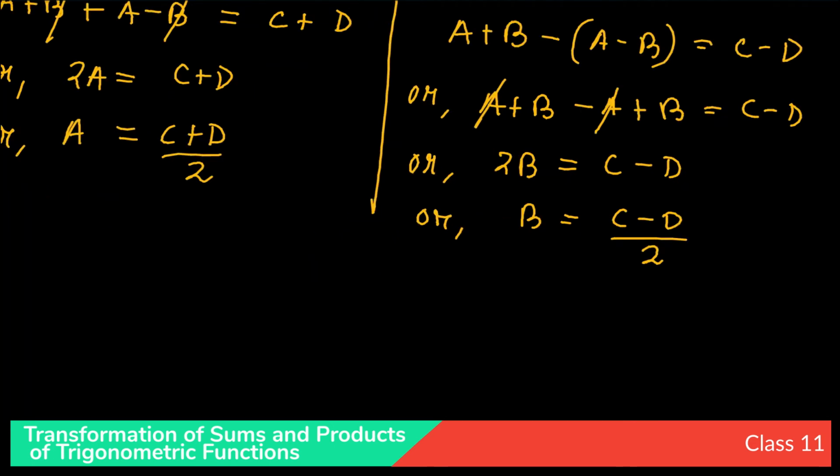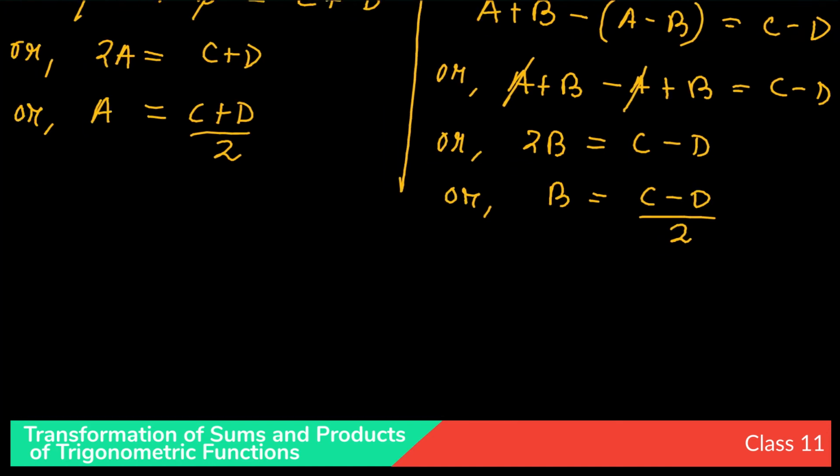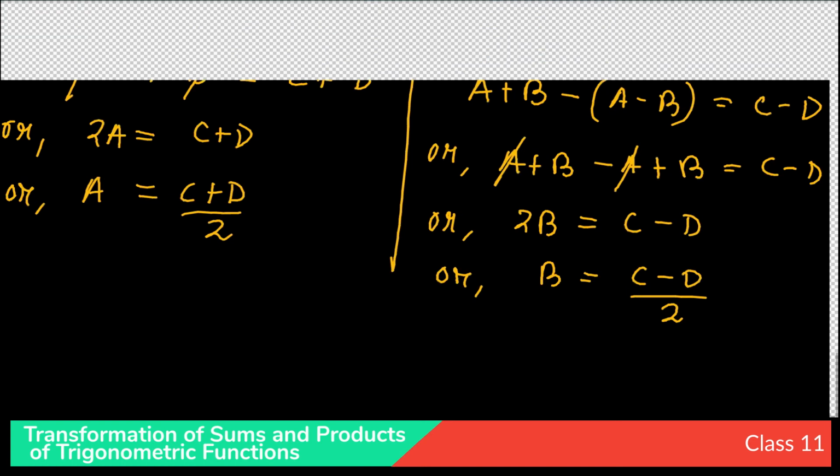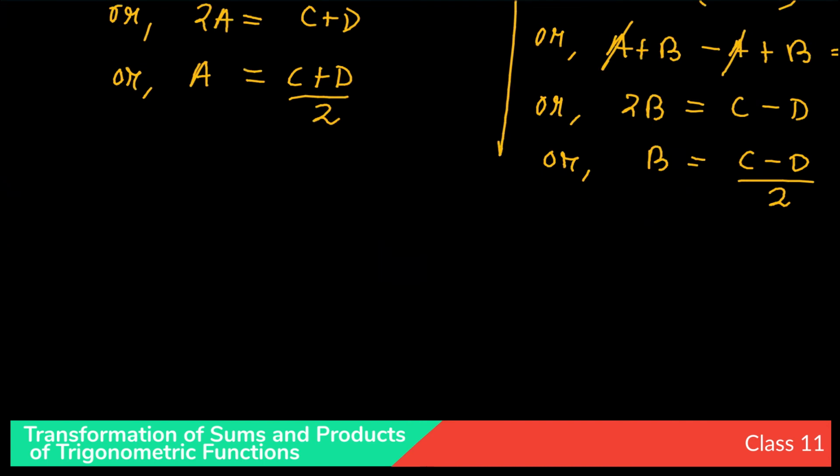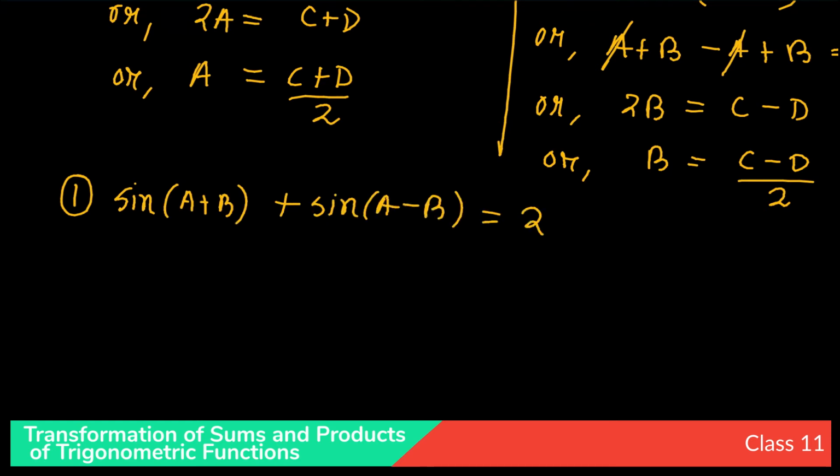Now if we replace these values of a and b in the four formulas that we have got, so what we can write, if we replace a equals c plus d by 2 and b equals c minus d by 2, then what will we get? Then we will get another four important formulas. Okay, so let's see what the formulas are. So what was our first formula? It was sine of a plus b plus sine of a minus b is equal to 2 sine a cos b.